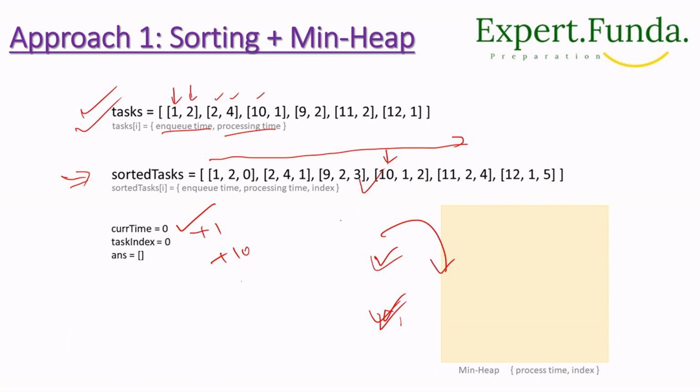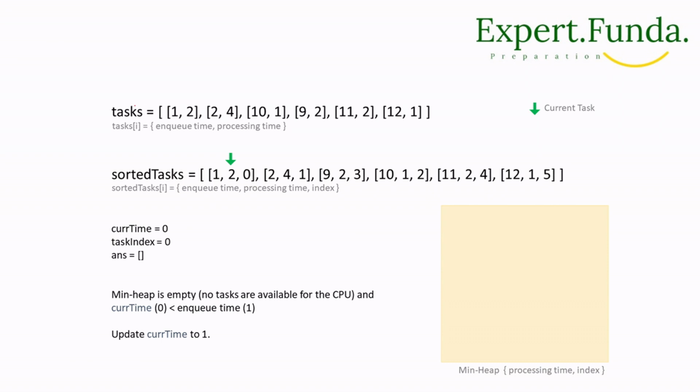So let's understand what I'm saying. This is the task list we have, right? If we have tasks 1 2, 2 4, 10 1, 9 2 and so on, this is our current time. After sorting, this is our sorted task list, right? Now 1 stays, 2 stays, this is not 10 here, we have swapped, so now 9 will come here, and then 10, then 11, and then 12. After sorting, this position gets changed, right?